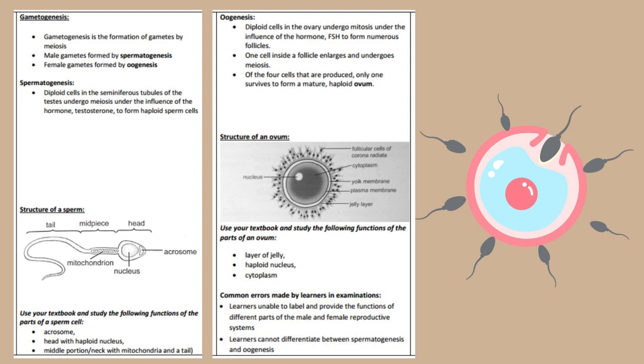Structure of an ovum. Use your textbook and study the following functions of the parts of an ovum. Layer of jelly. Haploid nucleus. Cytoplasm. Common errors made by learners in examinations. Learners are unable to label and provide the functions of different parts of the male and female reproductive systems. Learners cannot differentiate between spermatogenesis and oogenesis.